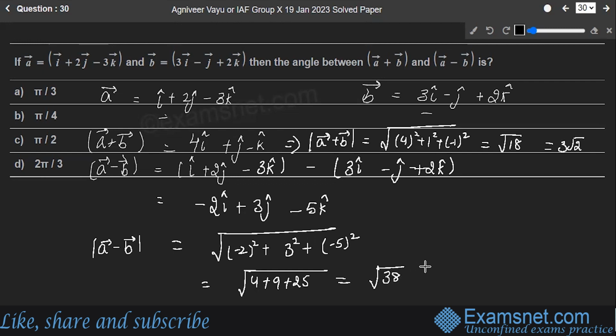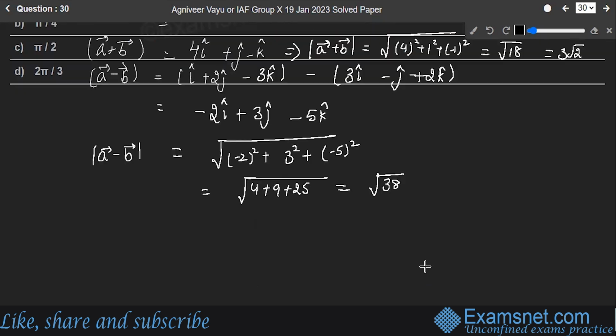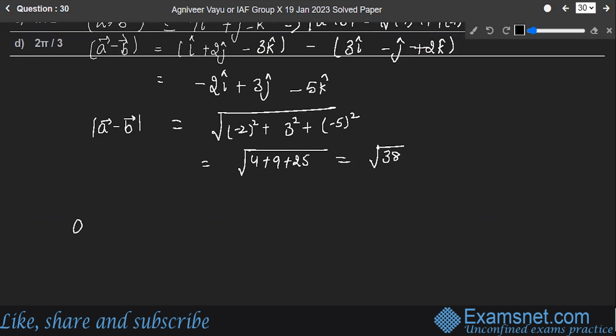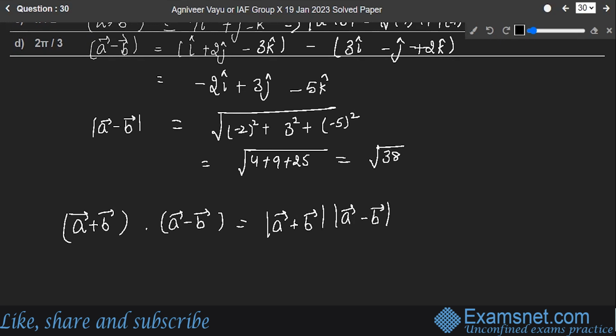Okay. Now you have to find the angle between them. To find the angle, let's find out the dot product of the two vectors. A plus B vector dot A minus B vector is equal to the product of their magnitudes and cos of the angle between them. Let the angle between them be theta. Okay, so what is the dot product of the two vectors?